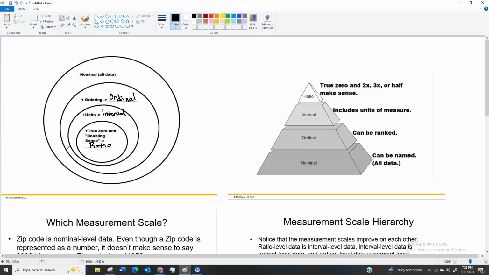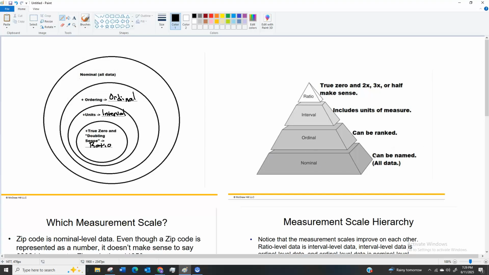And so everything that is ratio is also interval, is also ordinal, is also nominal. So these are all subsets of each other. When you're ratio, we usually will say that the measurement level is ratio, but that means it still meets all the criteria for interval and ordinal and nominal. And over here, they build on each other.